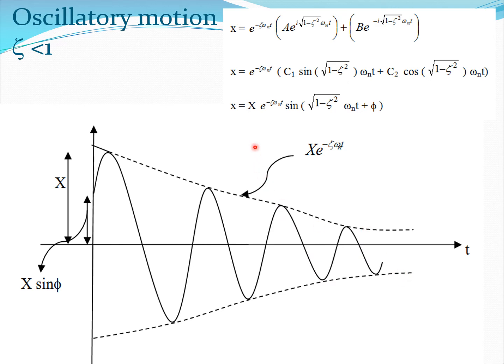So it decays because of the presence of this exponential term outside. So you have the X e to the minus zeta omega n t, and this is the decay of the term, and the frequency of this motion is the damped frequency. So it is root 1 minus zeta square into omega n.